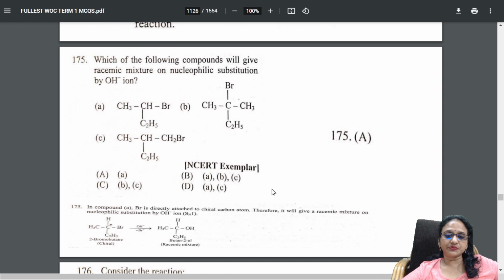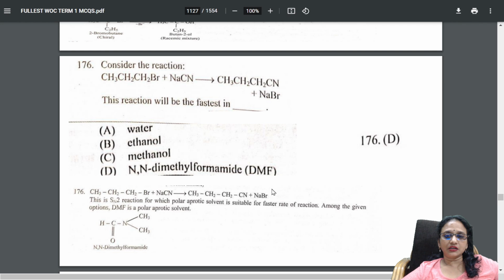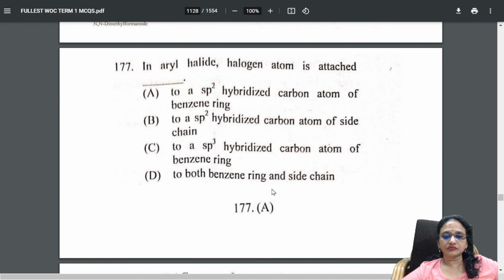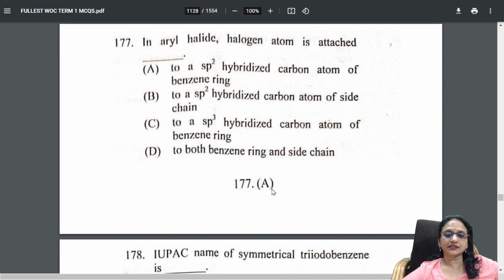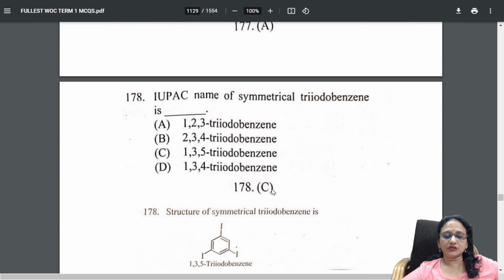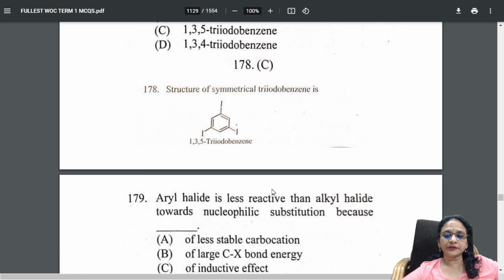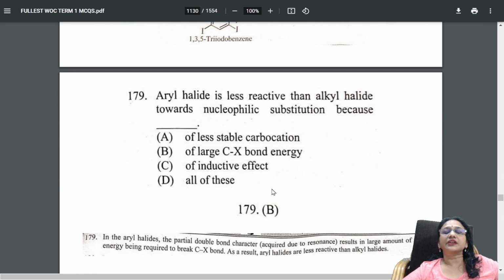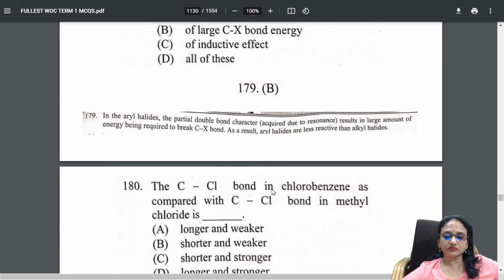Questions based on racemic mixture. Further, with NaCl. Now we are coming to the questions of aryl halides. So IUPAC nomenclature would be there. Concept of reactivity would be there.